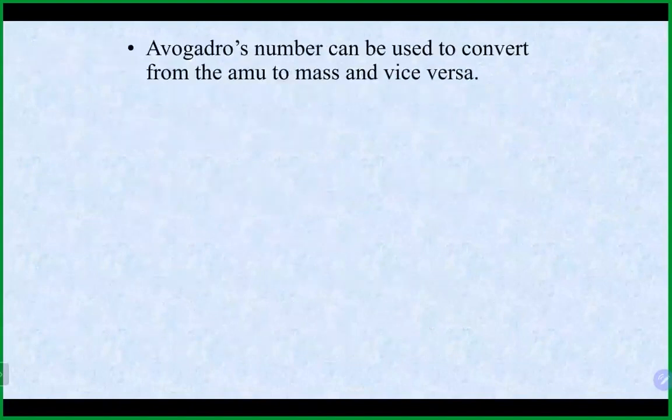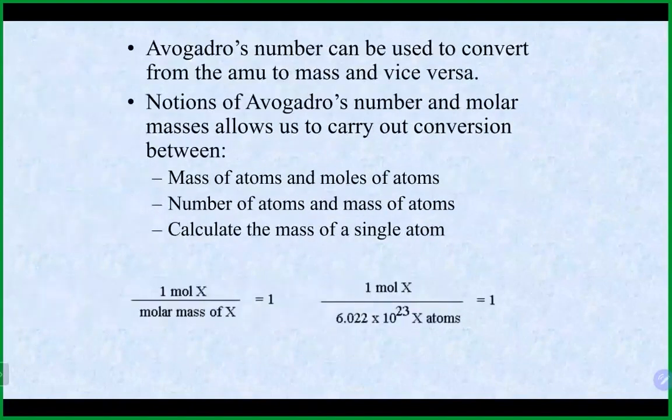All right, so let's talk about this here. As I mentioned, we basically have 2 conversion factors: Avogadro's number, which we use to go from moles to atoms or molecules, and our molar mass, which we use to go from grams to moles or moles back to grams. So let's do some practice here.